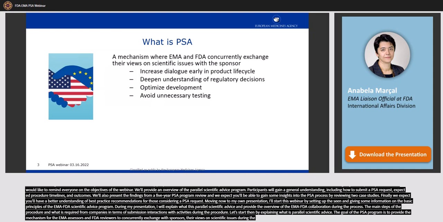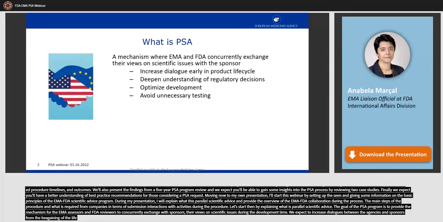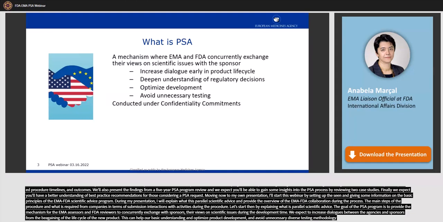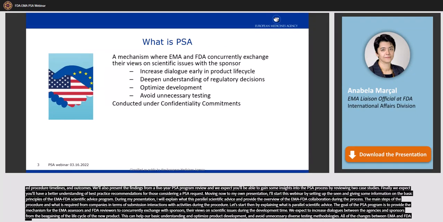We expect that such interactions increase dialogue between the 2 agencies and sponsors from the beginning of the life cycle of a new product. In turn, these may provide a deeper understanding of the basis of regulatory decisions, optimize product development, and avoid unnecessary testing replication or unnecessary diverse testing methodologies. All the exchanges between the EMA and FDA during the PSA procedure are conducted under the existing confidentiality arrangements.